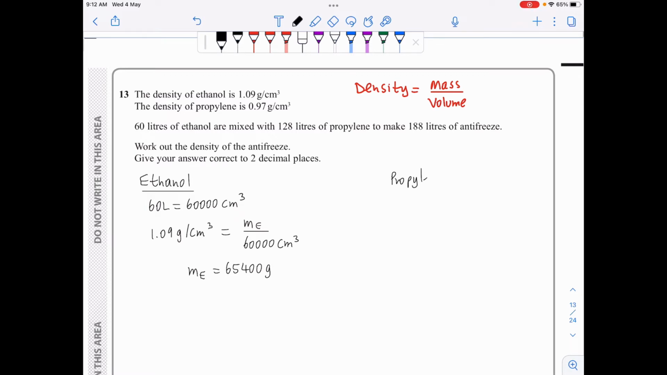Let me do the same for propylene. I will start by saying that 0.97 grams per cubic centimeter, the density, is the mass of propylene over the 120,000 cubic centimeters of that used. It's 120 liters. Again, multiply that by 1,000. Cross multiply, and you get that the mass is 124,160 grams.